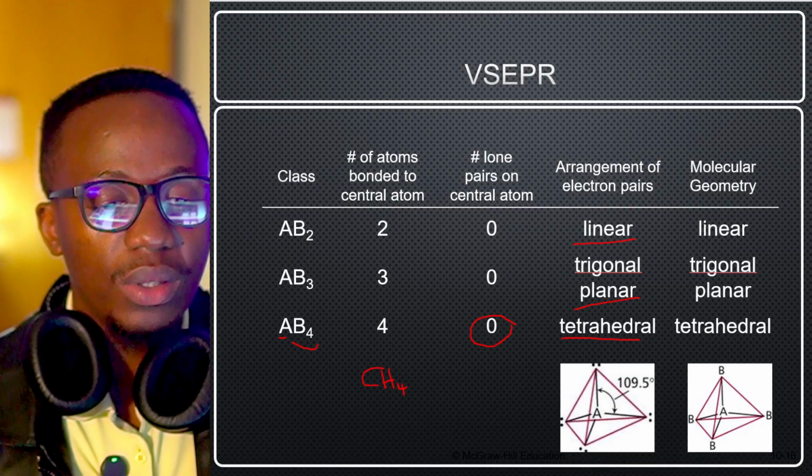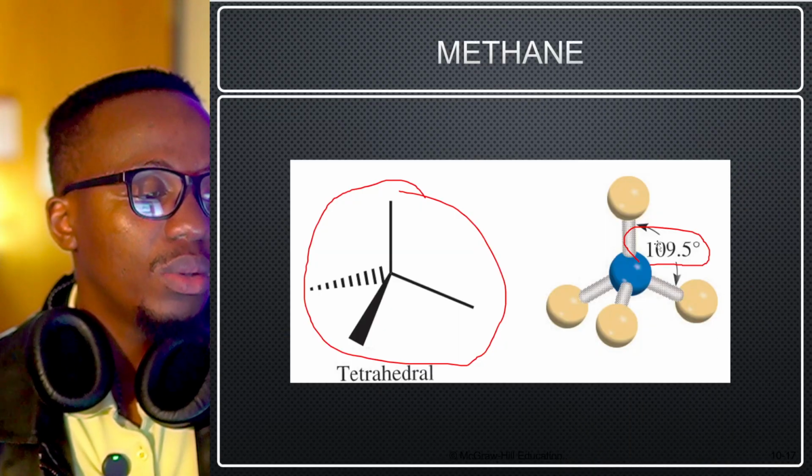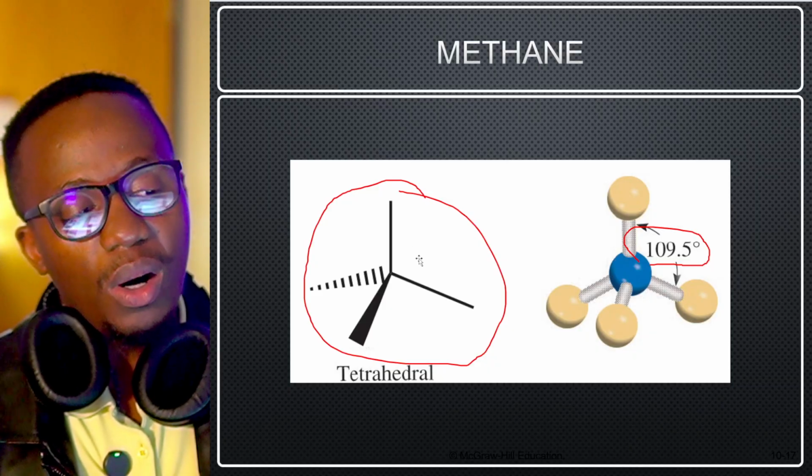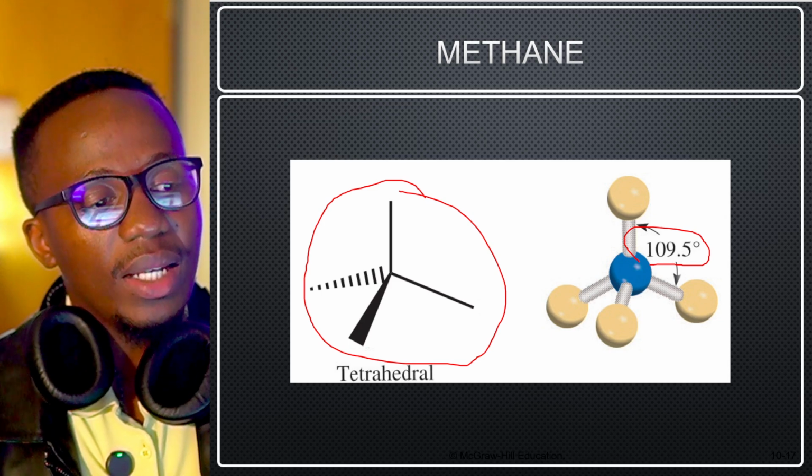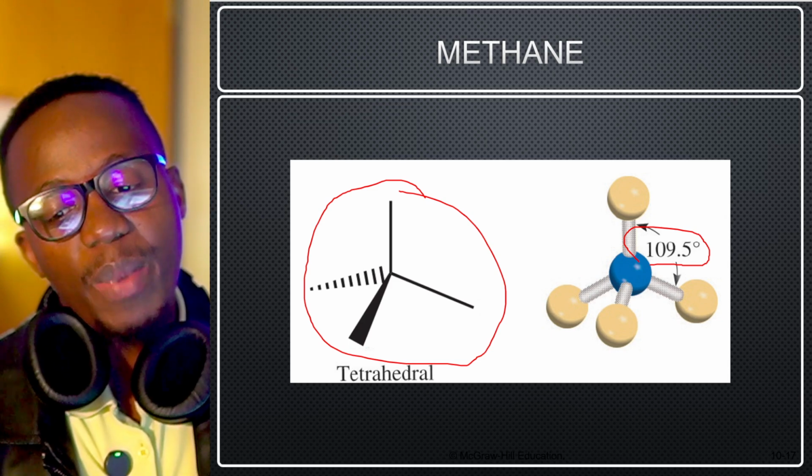What's the angle for a tetrahedral? 109.5 degrees, for all of them, right? An example is CH4, or methane.